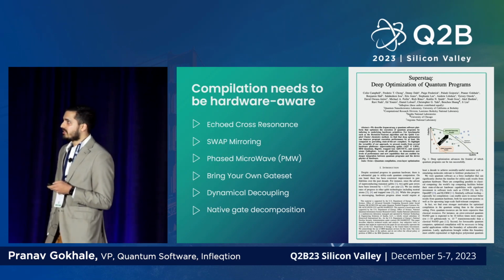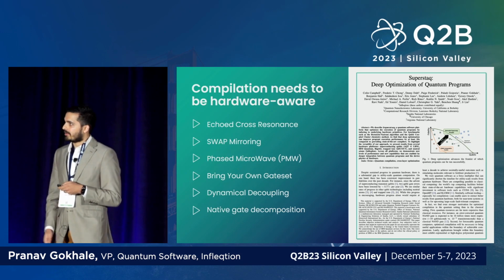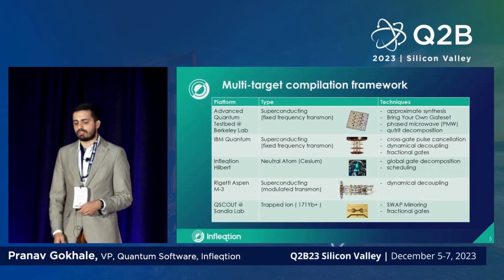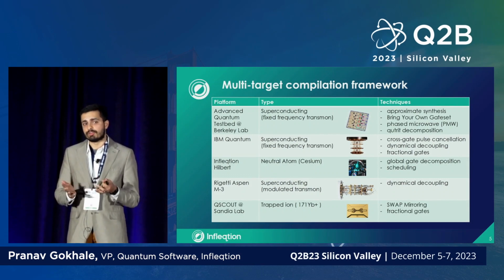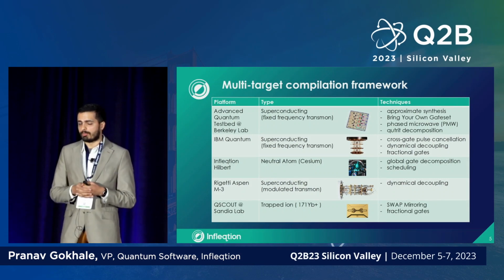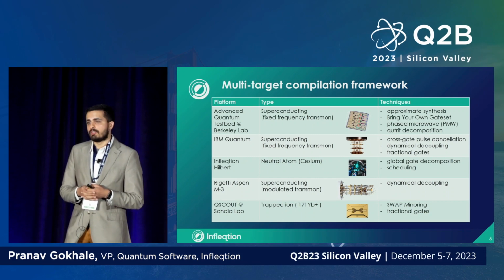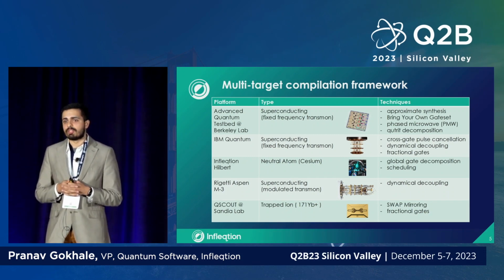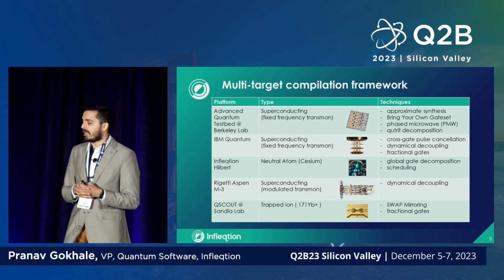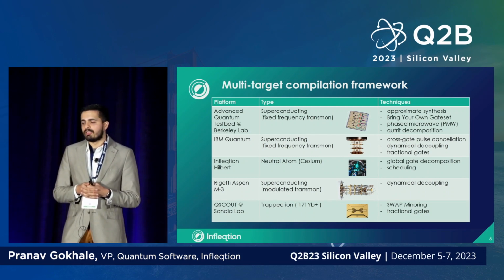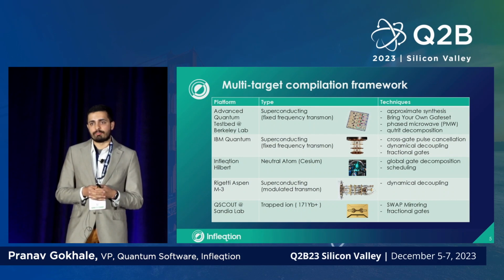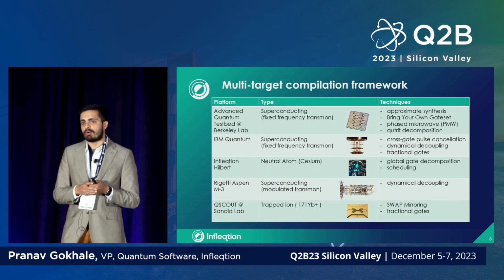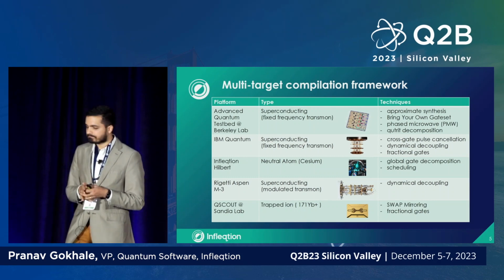Now, I showed an example from IBM hardware in my demo just before this, but I want to emphasize that this is actually a multi-target framework with universal support for a number of hardware platforms. That includes superconducting platforms for which we've presented optimizations in the paper, trapped ion platforms, and neutral atom platforms as well. And in fact, there are several other hardware targets that are not even explained in the paper, but are available in our software product.